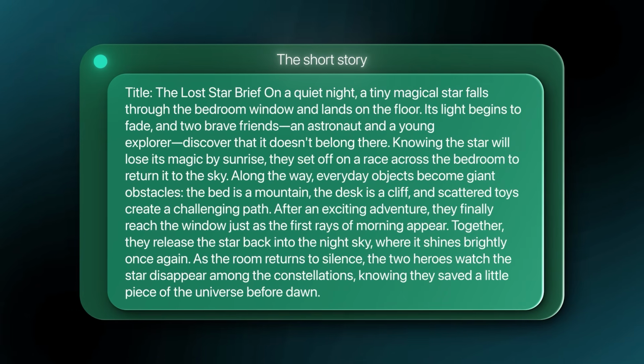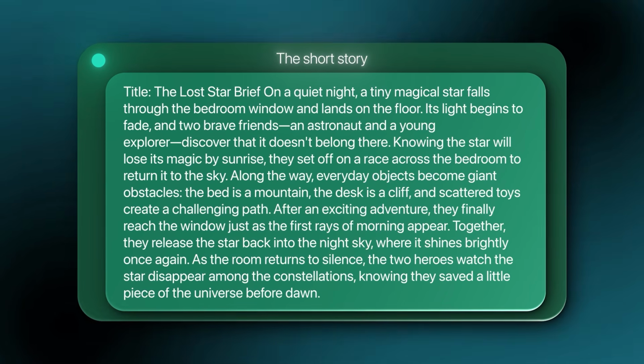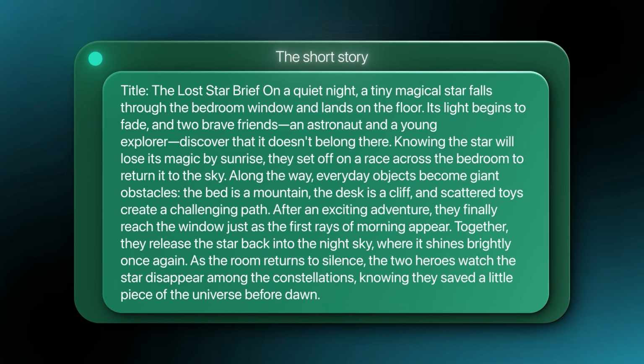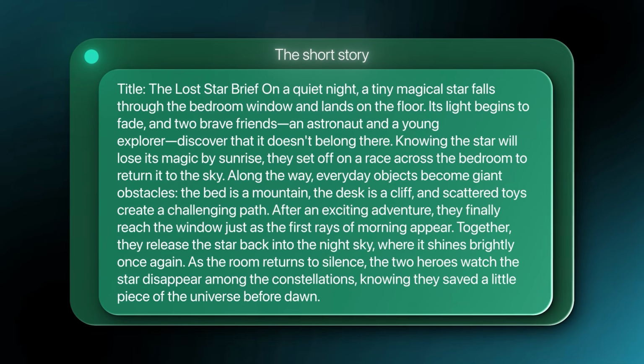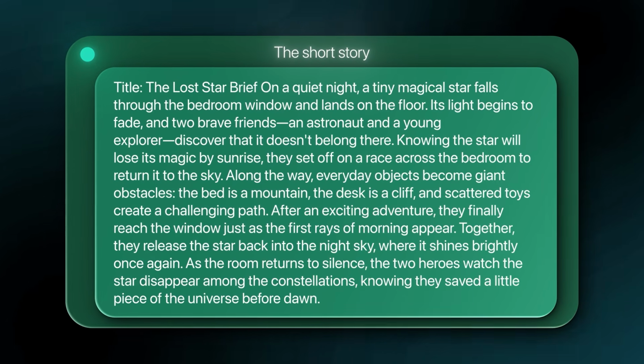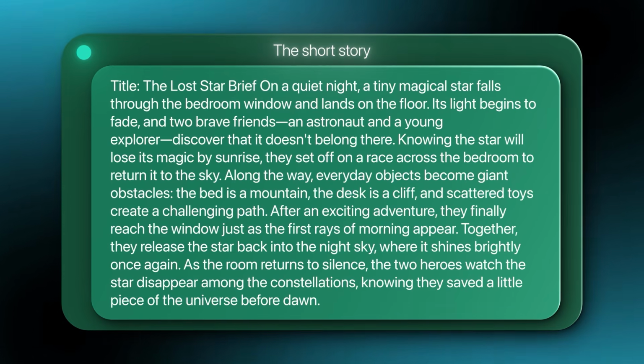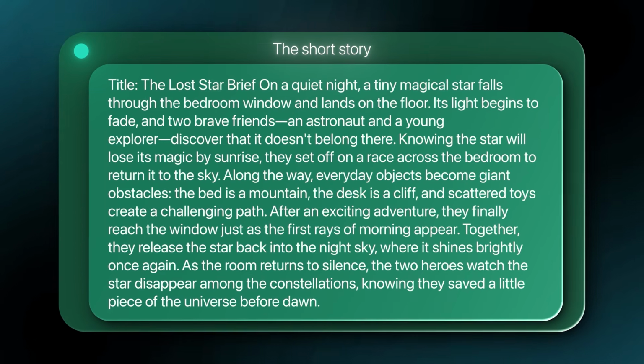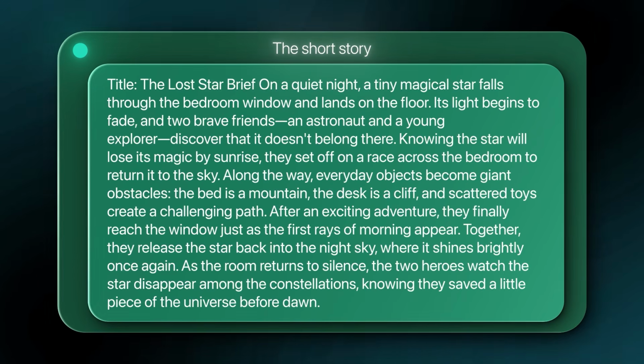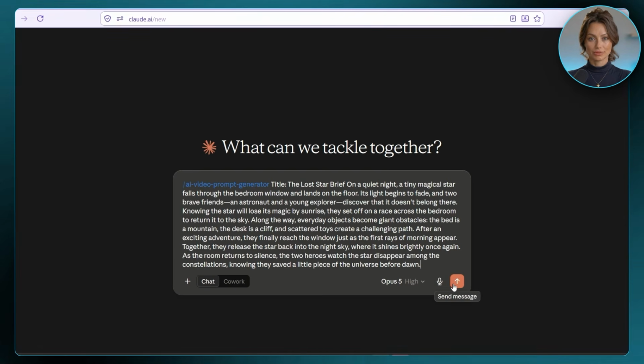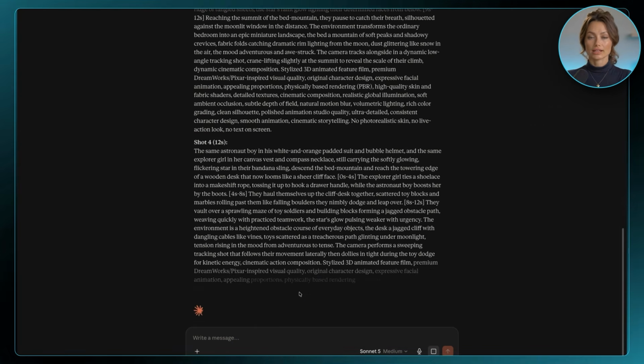And the short story I fed into it was this. A tiny magical star falls into a kid's bedroom at night, and two miniature heroes, an astronaut and a young explorer, have to race it back to the window before sunrise, or it loses its magic forever. Along the way, the bed becomes a mountain, the desk becomes a cliff, and scattered toys become obstacles in their path. I pasted this story inside and hit generate. And within seconds, all 6 shots were created. So now let's actually get into generating the shots.